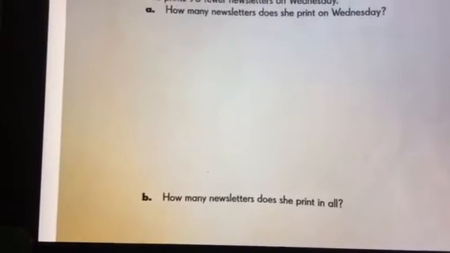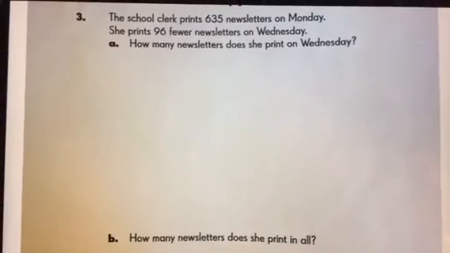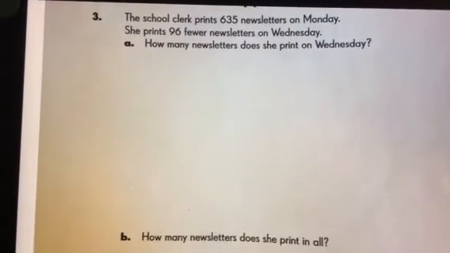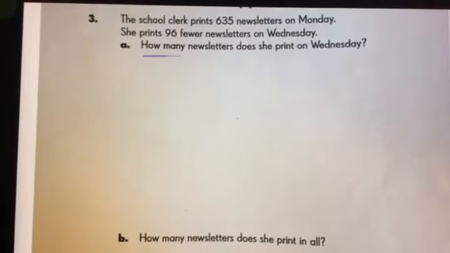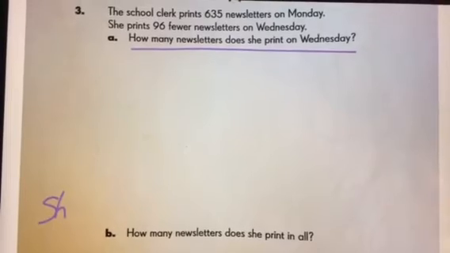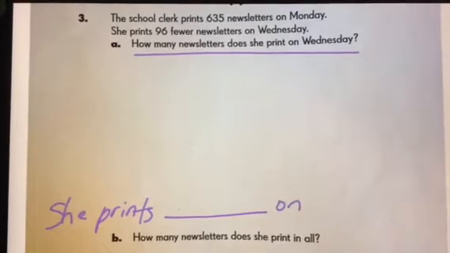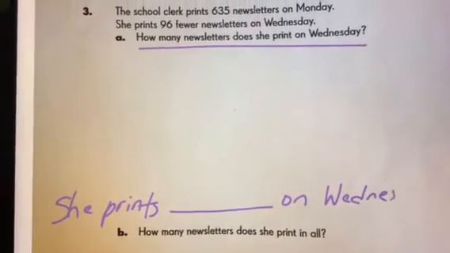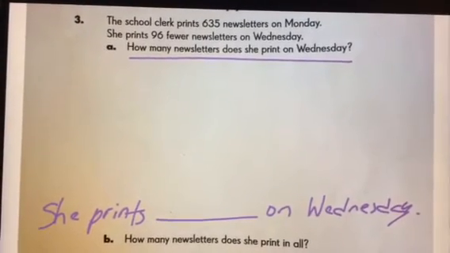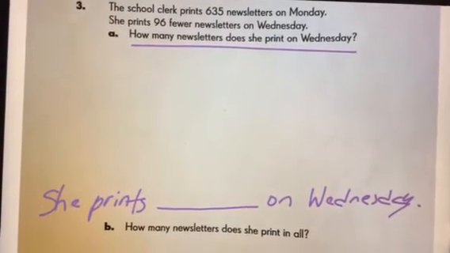The school clerk prints 635 newsletters on Monday. She prints 96 fewer newsletters on Wednesday. How many newsletters does she print on Wednesday? Let's go ahead and write our answer statement. She prints blank on Wednesday. Now, some of you are going to be more accurate. You'll probably end up saying something like the school clerk prints blank newsletters on Wednesday. I'm a little bit lazy.